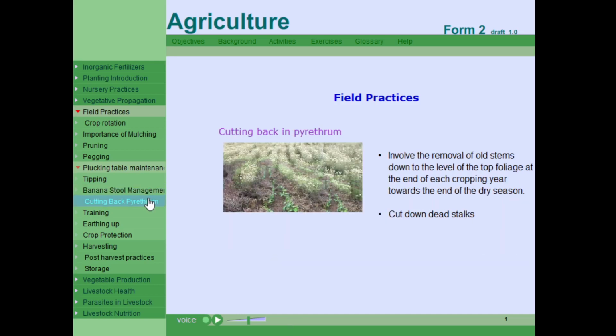Cutting back in pyrethrum. This involves the removal of old stems down to the level of the top foliage at the end of each cropping year towards the end of the dry season. Cut down dead stalks.